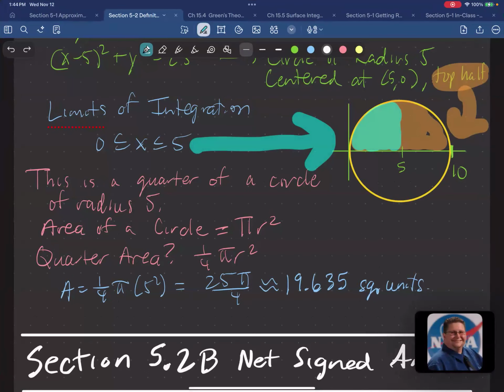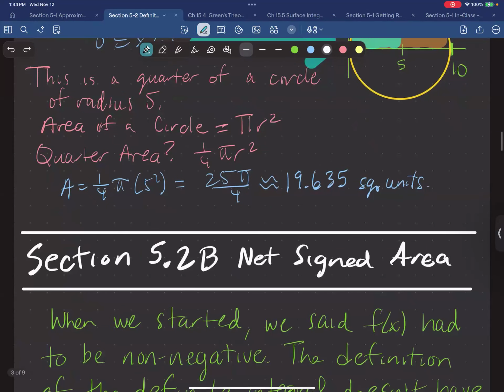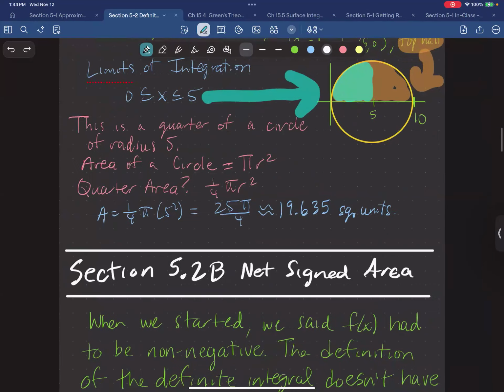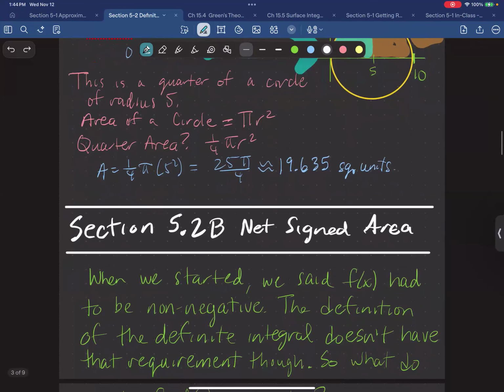All right, let's do it. We're doing net signed area. What is net signed area? When we started this chapter, we said f of x had to be non-negative. The definition of the definite integral doesn't have that requirement, though.